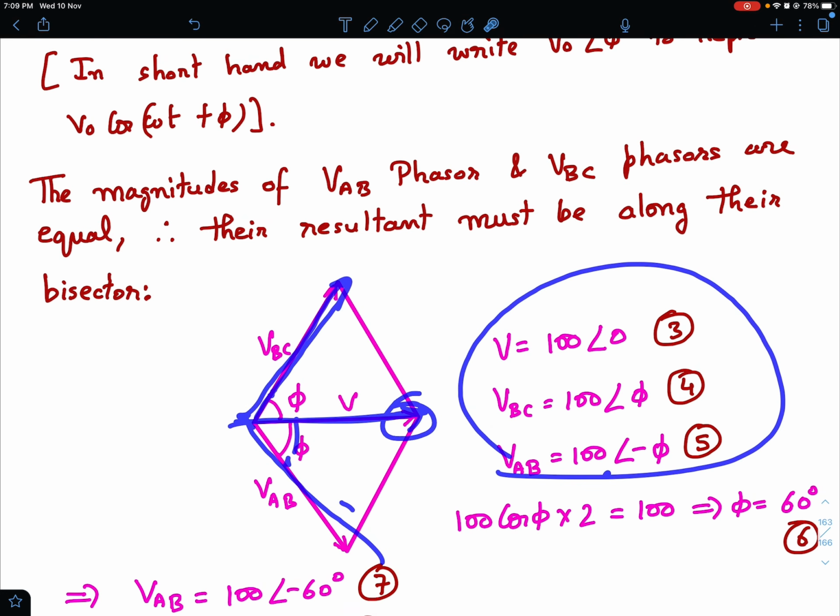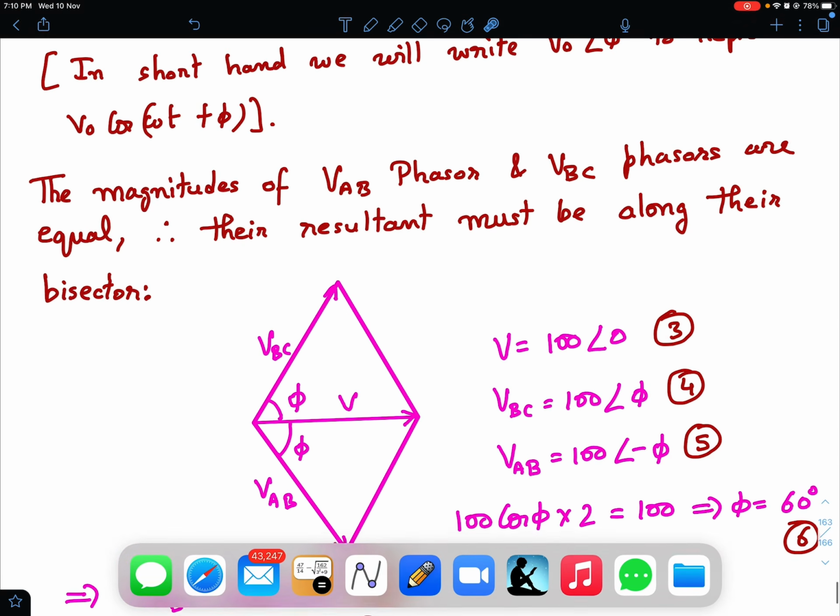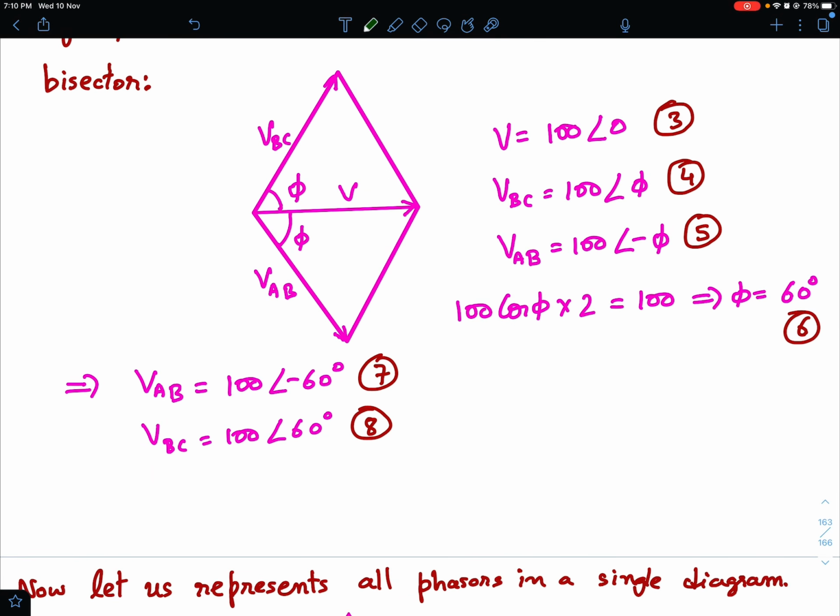And of course their horizontal components must add up to 100. So 100 cos phi plus 100 cos phi must be equal to 100. That gives you phi is equal to 60 degree, okay. So that means VAB, this phasor, is 100 angle minus 60 degree, and similarly this phasor will be 100 angle 60 degree.